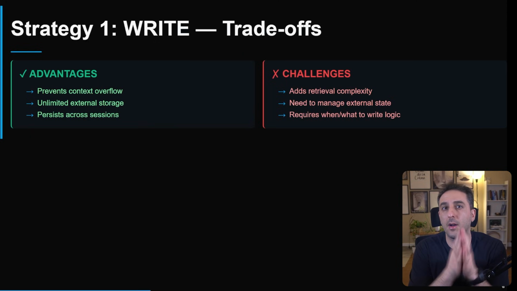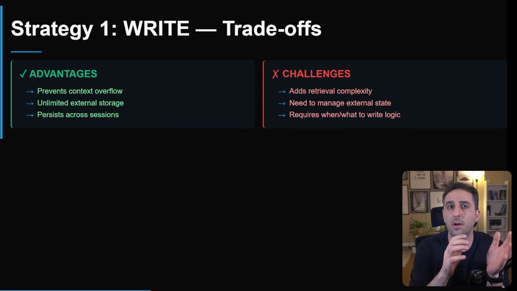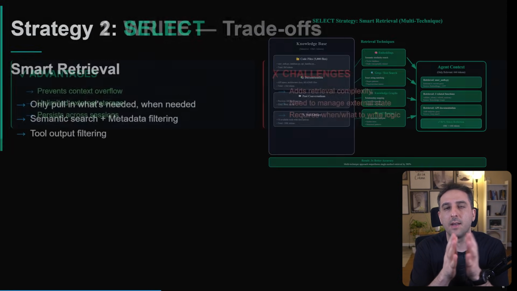Trade-offs. On the positive side, you prevent context overflow, and the big advantage is essentially unlimited storage and persistence across sessions. On the downside, you add complexity. You need to manage the external state, and you need to implement the logic for when to write, what to write, and when to retrieve. But for long-running agents, it is often necessary.